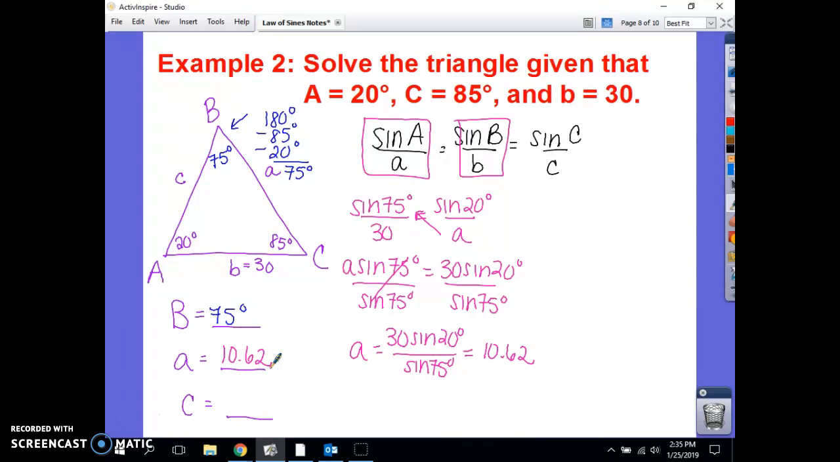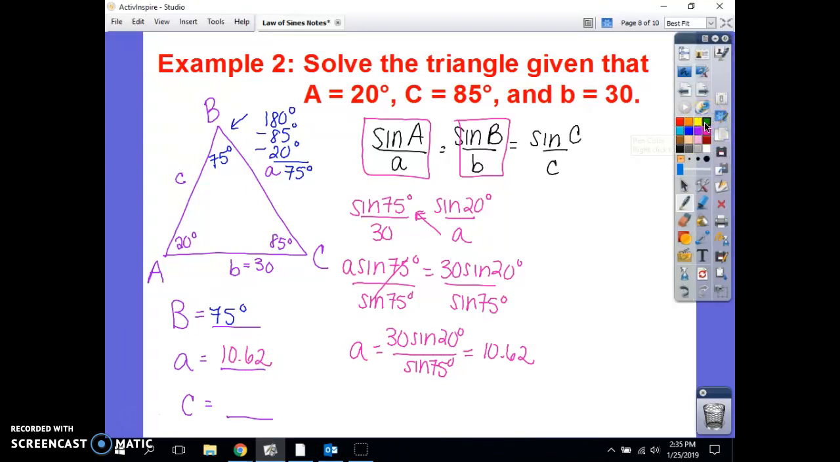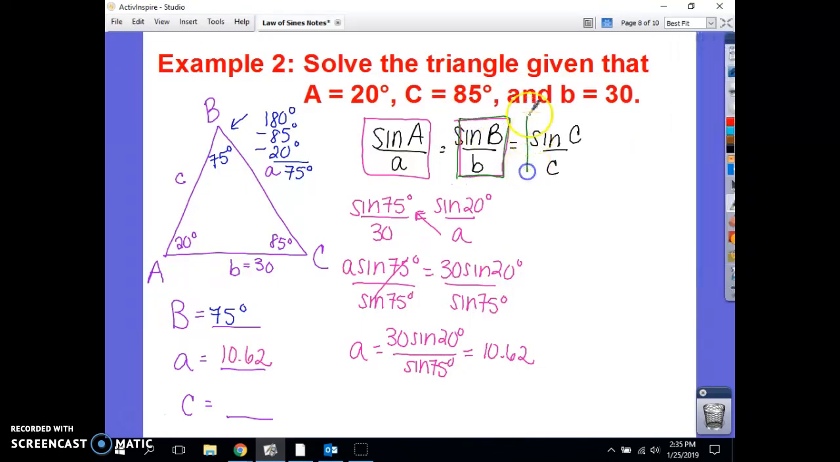All right, so last but not least is little c. So we're going to go back to our law of sines, and we're going to start with b's again, but this time we're going to use the c's. So we're going to say sine of 75 over 30. Those are the sine of big B over little b. But this time, looking for c, we're going to say sine of 85 over little c. And just like before, we're going to cross multiply.